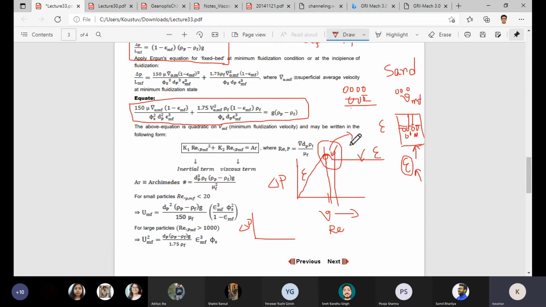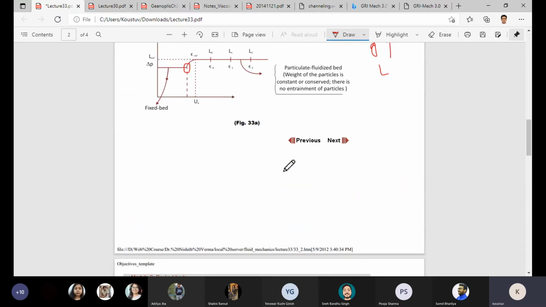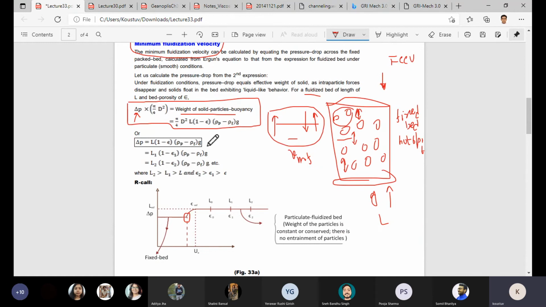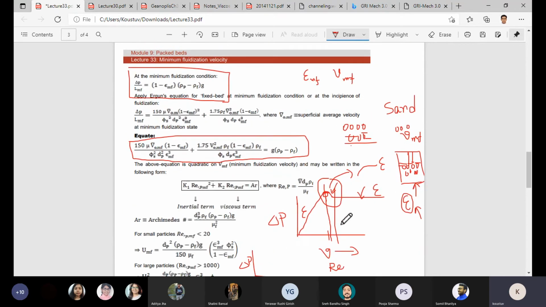Now during this instant epsilon will increase a little bit, right? That increase in epsilon is equated as these expressions. That happens when delta P is no longer changing. Delta P is almost the same. So expansion of the bed is associated with an increase in epsilon. The bed height expands a little bit along with the expansion of epsilon, and then when all the bed is fluidized, there is no more change. So that is this line.